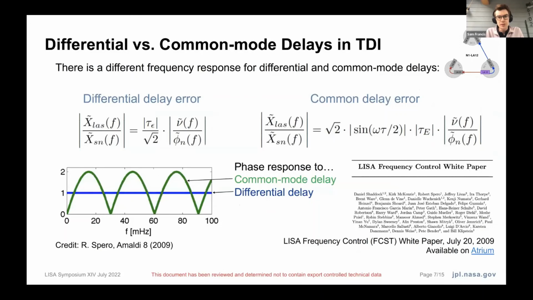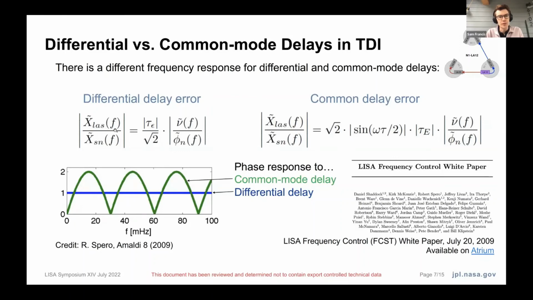And so based on those diagrams we had, we estimated the frequency response of TDI to small differential and common mode delays. On the left, this little equation shows the ratio of laser frequency noise to shot noise post TDI. To determine how successful TDI is, we want to look at how big the laser frequency noise is after TDI and compare that to how big the shot noise or secondary noises are after TDI.